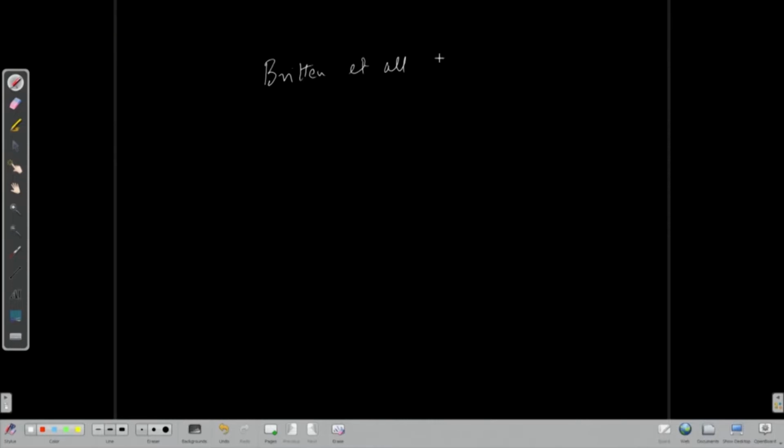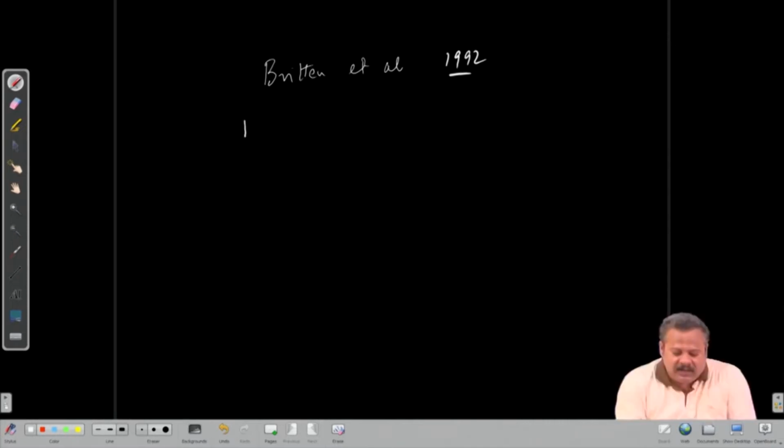It is now about 30 years old, 1992. In this case, the area of the brain that has been studied is the area called MT, which is in the visual pathway.